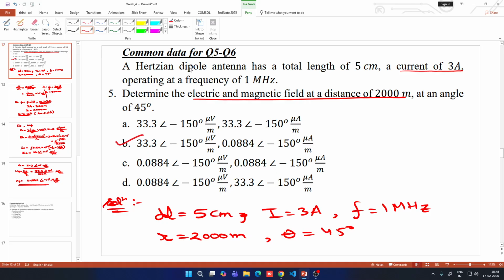So in this problem, a Hertzian dipole was given, whose total length of that current element was 5 centimeters, and a current of 3 ampere was flowing through it, and it was operating at a frequency, and the current's frequency was 1 megahertz.